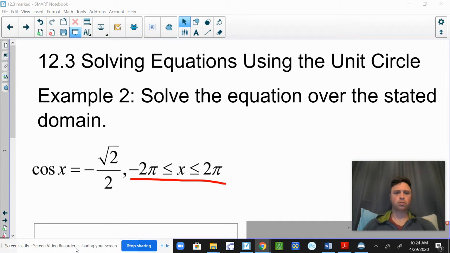All right, this is example 2 from 12.3, solving equations. A couple things to note about this problem. We're given the cosine of x is equal to the negative square root of 2 over 2. This would be an example of a non-calculator question.